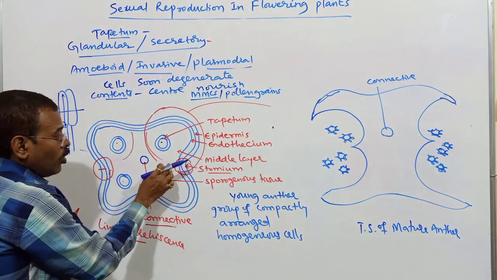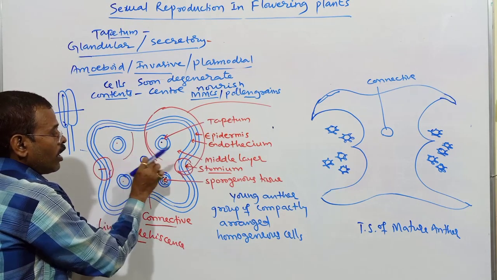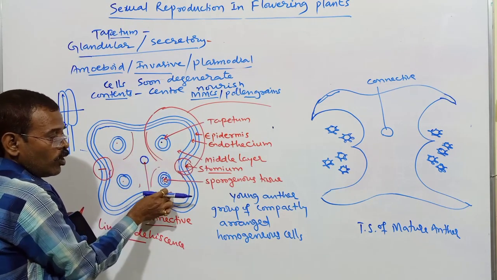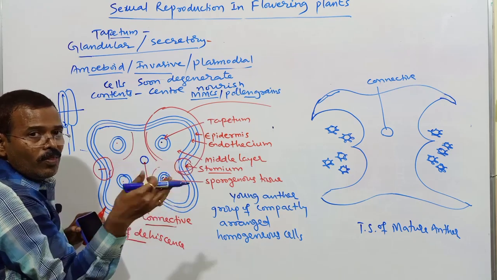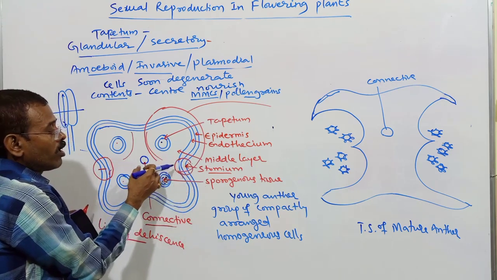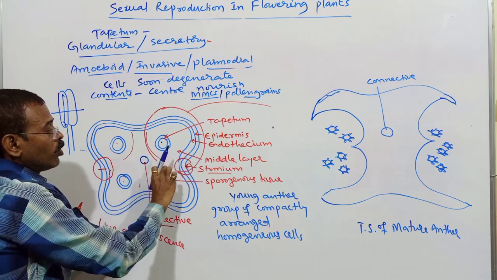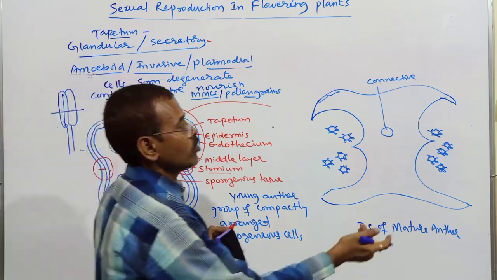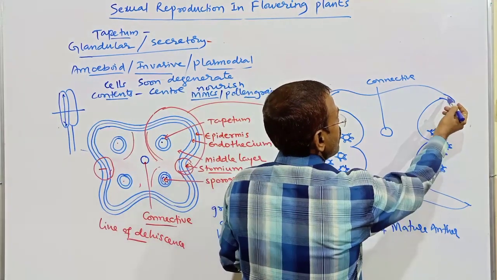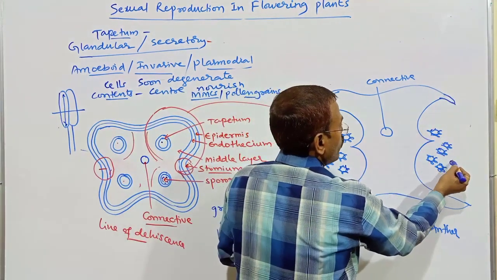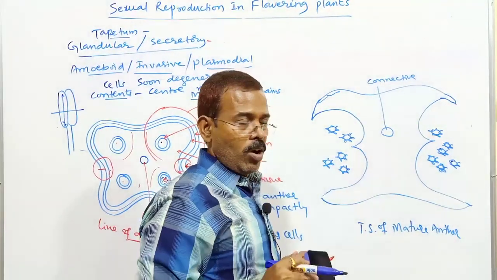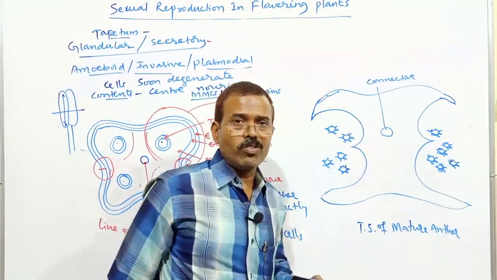As I told, the sterile tissue layer which is joining one microsporangium to another microsporangium will dissolve, will break down. As a result, what happens? Both these microsporangia can join together and appear like a single microsporangium, right? And this is how the pollen grains are released later on. So this is the TS of mature anther.